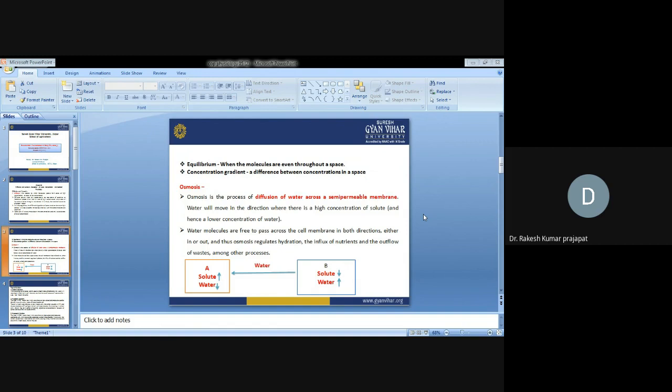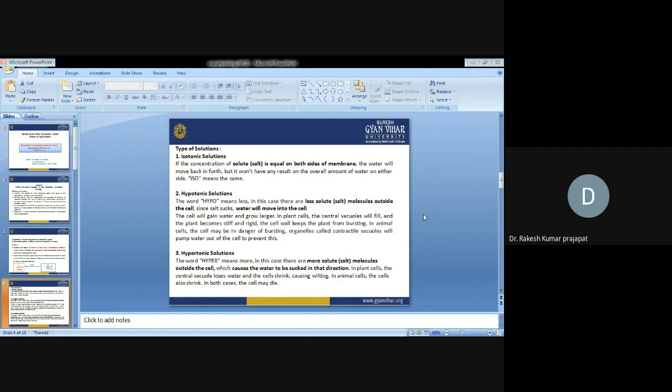So water will move across the membrane where there is a high concentration of solute. There are different classes of solutions: isotonic, hypotonic and hypertonic solutions. Isotonic solution: iso means equilibrium in concentration. If the concentration of solute is equal on both sides of the membrane, then the water will move back and forth, but it won't have any effect on the overall amount of water on either side. Iso means equal or same.